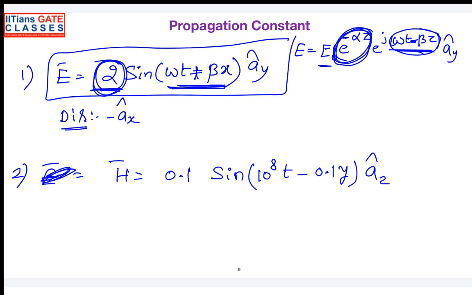And your electric field is in the y direction as given here. Can you tell me what is the magnetic field direction now? Quickly, you can reply here. What is the magnetic field direction? Electric field is in y direction. Magnetic field is in which direction? The reason was E cross H should be the direction of propagation. Minus z. Minus z, correct?